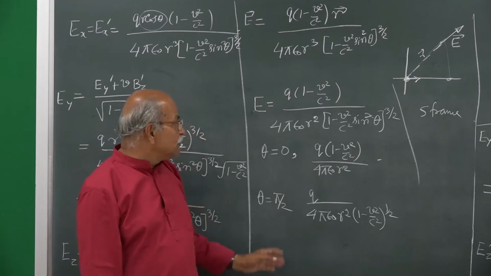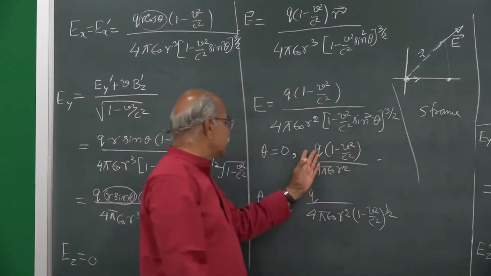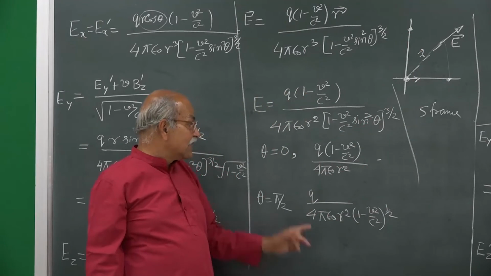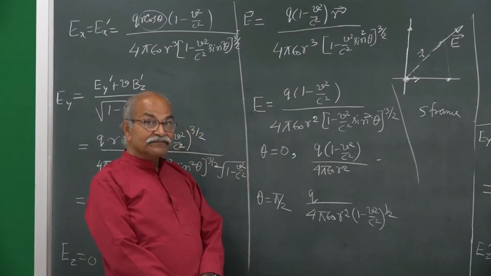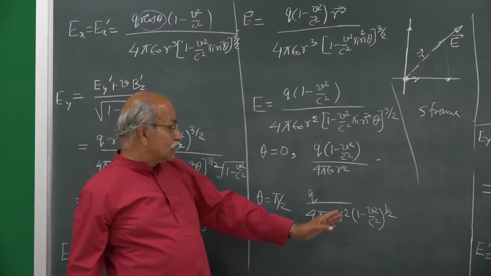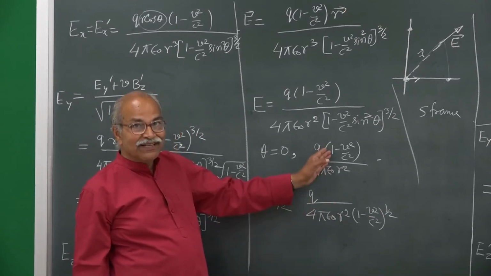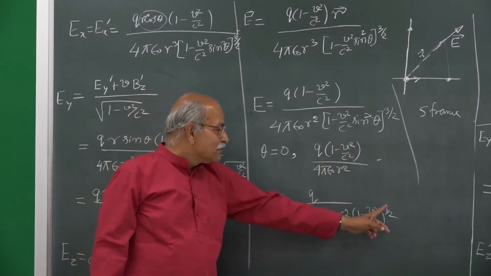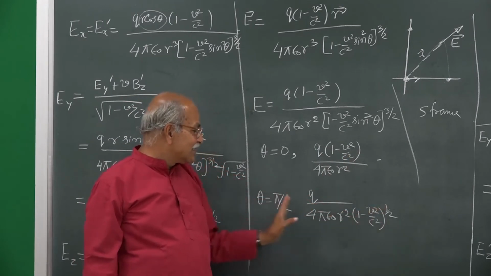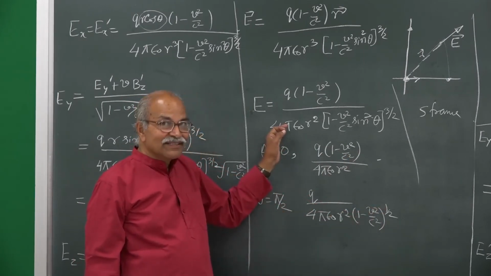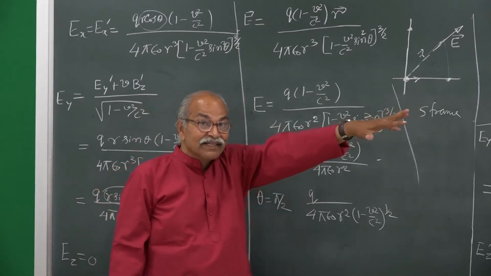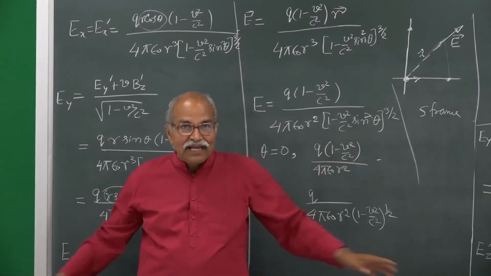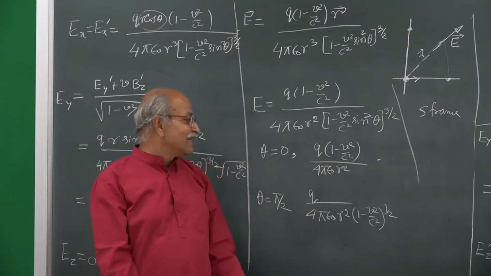So, you can see that if you are here, the field is this much, and at the same distance if you are here, the field is this much, and they are different. Which one is smaller and which one is larger? This one is larger and this one is smaller. Here you are multiplying by a quantity which is less than 1, and here you are dividing by a quantity which is less than 1. So, when the particle is going in the x direction, in the forward or backward side the field is smaller, and in the transverse side the field is larger.